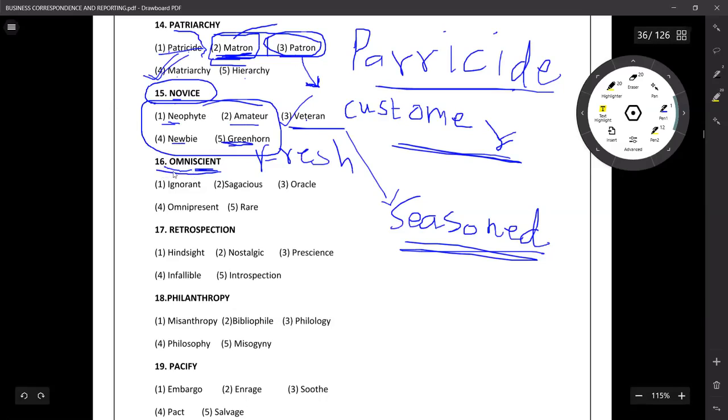Yeah, they can eat everything. Omniscient means everything. Know, knowledge, guys. Know everything. Know all. Knowing everything. The opposite of knowing everything is ignorant. Not knowing anything. Correct. Sagacious is intelligent. Oracle is intelligent. Omnipresent is present everywhere. Rare is very rarely found, not present everywhere, not found easily. The answer is ignorant. Omniscient knows everything. Ignorant does not know anything.